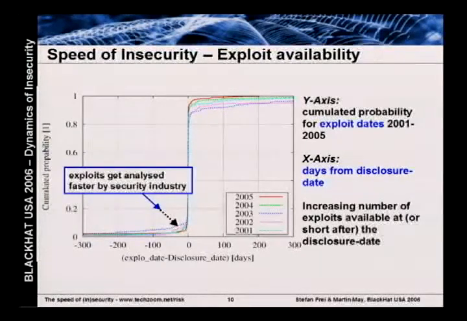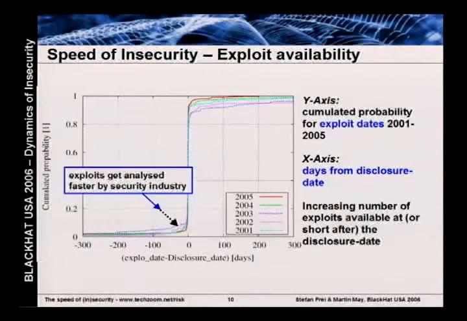What we see here is that at the disclosure date, around 10% of the exploits are already available before the disclosure date. And around the disclosure date, this number rises to more than 80%. So we can say more than 80% of the exploits are made available at or before the disclosure date. We also have plotted this against several years, and this curve shows that it is increasing.